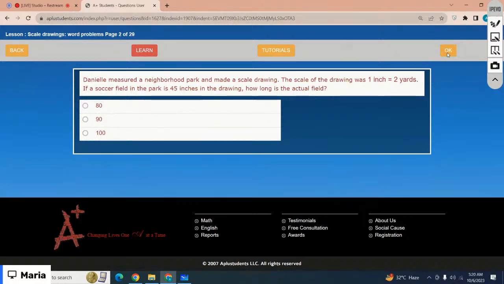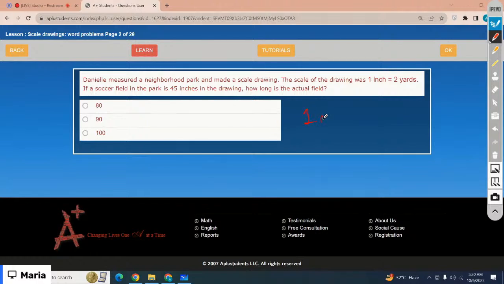Daniel measured a neighborhood park and made a scale drawing. The scale of the drawing was 1 inch to 2 yards, right? If a soccer field in the park is 45 inches in the drawing, you have to find how long is the actual field, right? Just do cross multiplication. 1 times x equals 45 times 2. So 45 times 2 is 90. That means originally it was 90 yards. The correct option is 90, right?